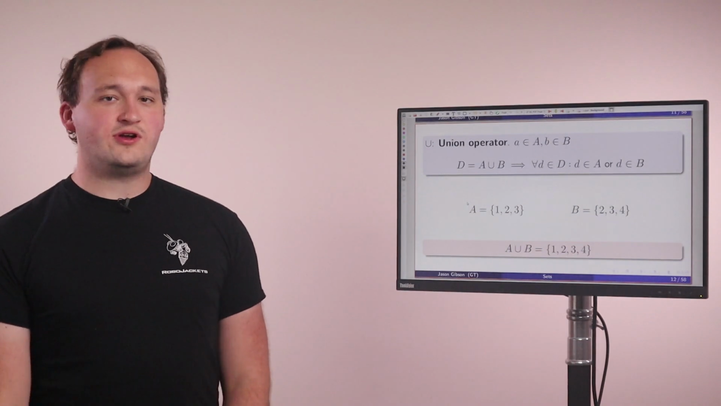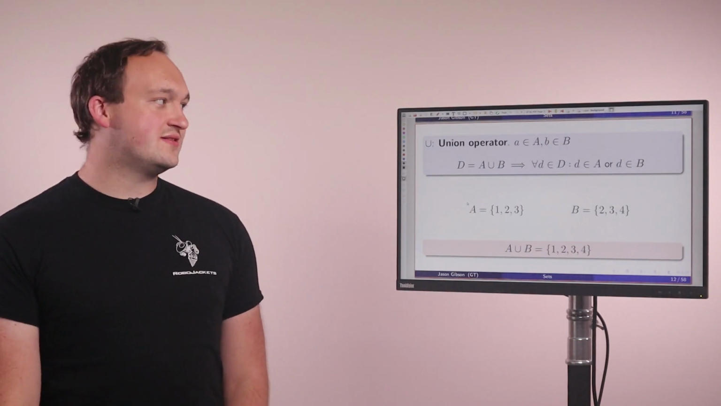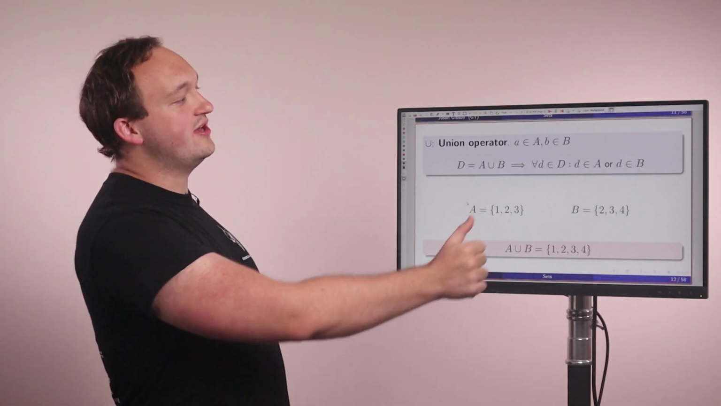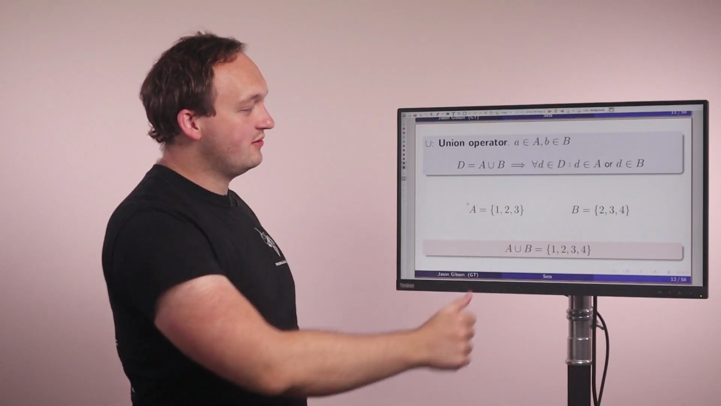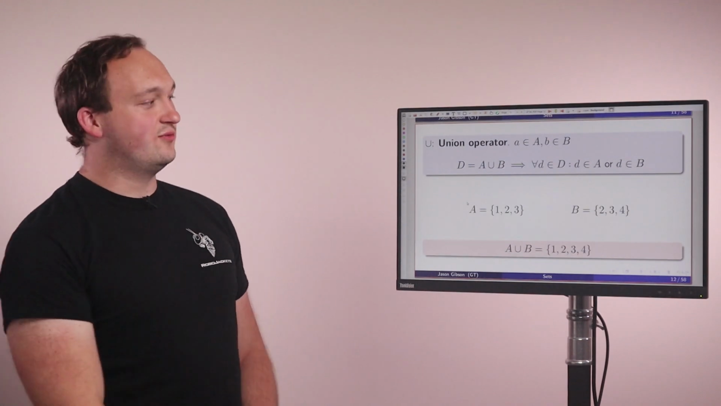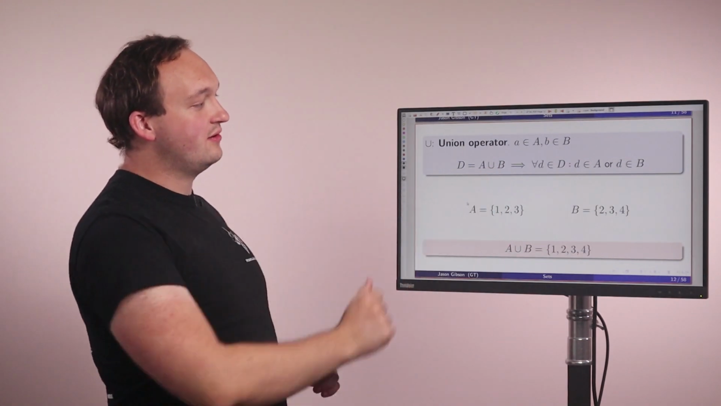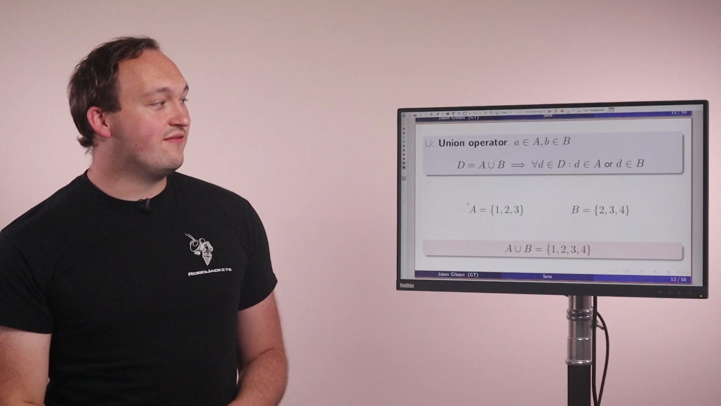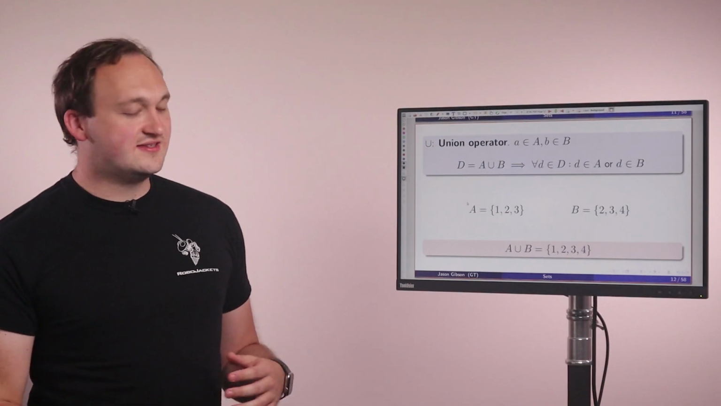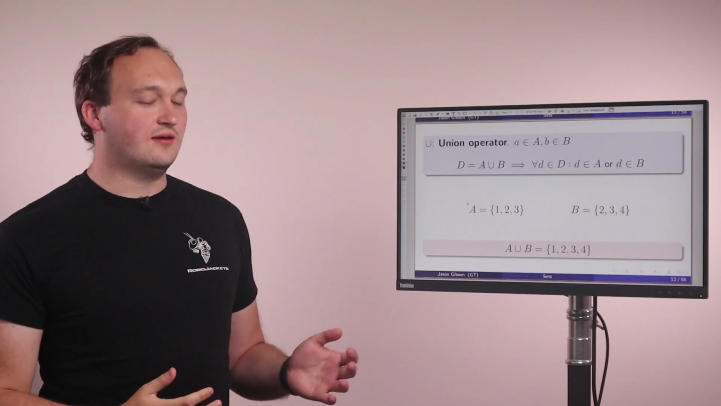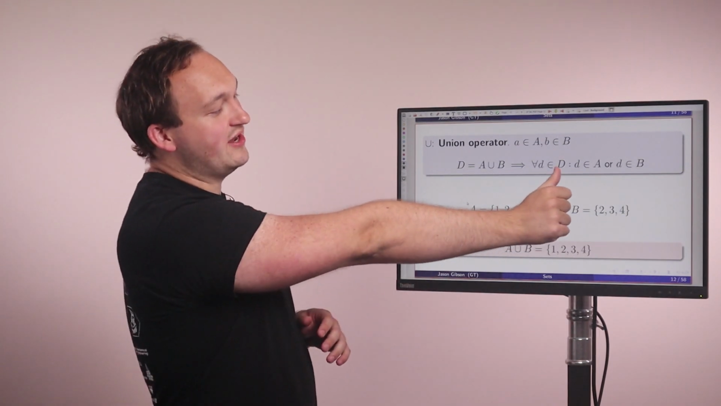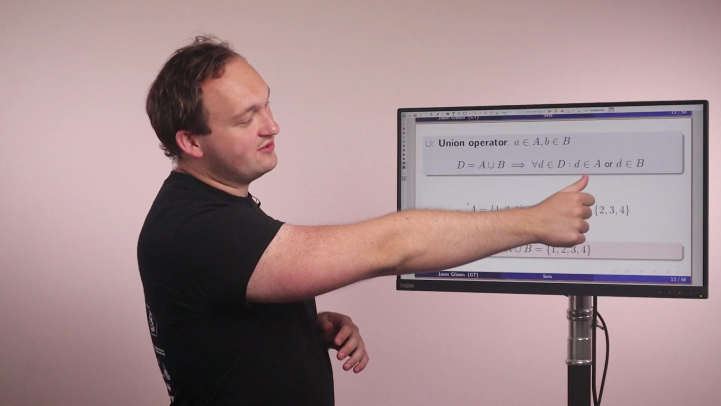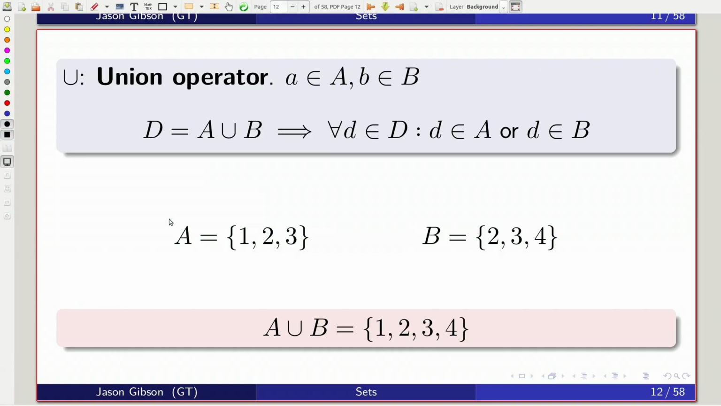So next we have the union operator, and this is a good way to combine 2 sets. So let's say we have some element A from some set A, and some element B from some set B. We can define a new set D, which is the union of A and B. Essentially what that means is every element in A is in D, and every element in B is also in D. So that means for all elements in D, that element is either in A or is in B. You can see the union at the bottom.